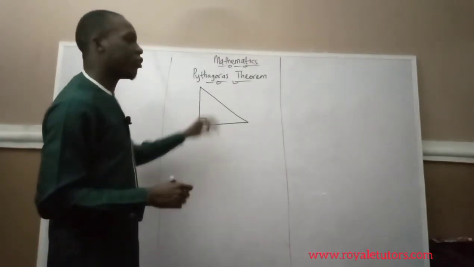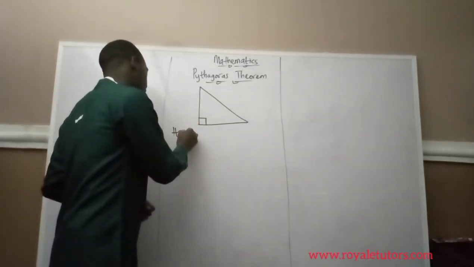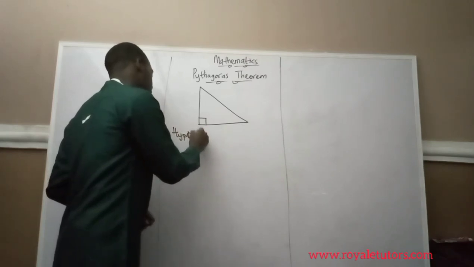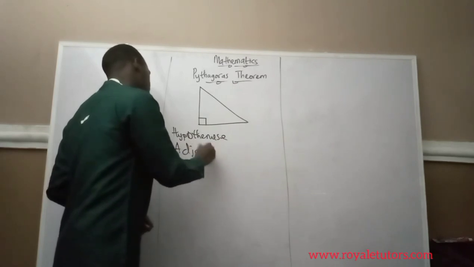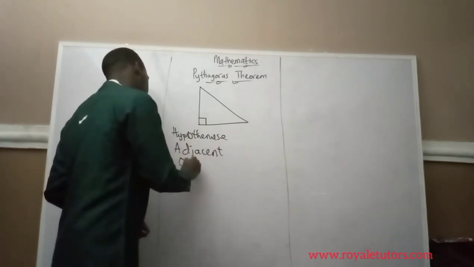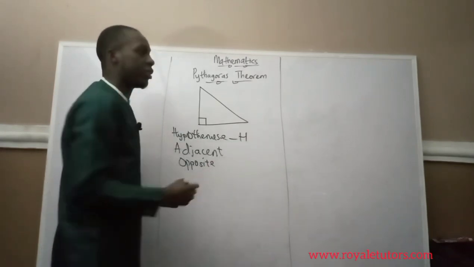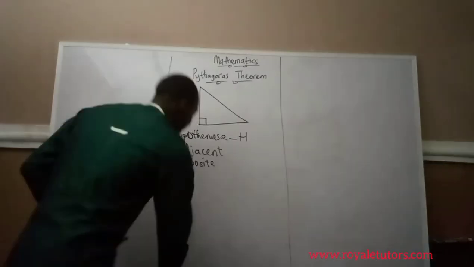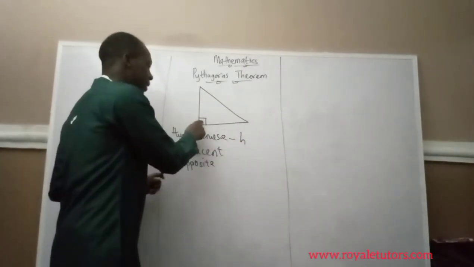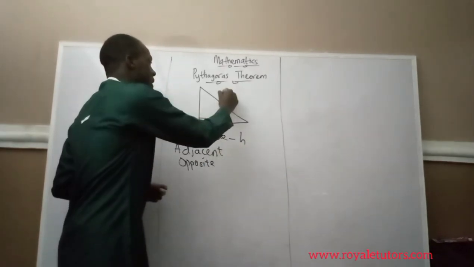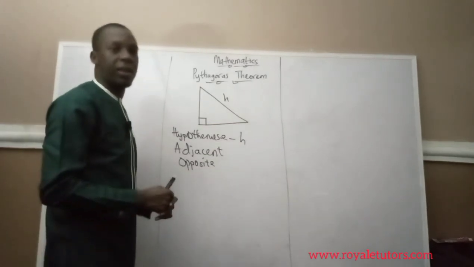So now, a right angle triangle has three sides, which is what we call the hypotenuse, we have the adjacent, and we have the opposite. Now, the hypotenuse, which is represented by H in most cases, is the side facing the right angle. So the side facing the right angle is the hypotenuse, and it is also the longest side on a right angle triangle.